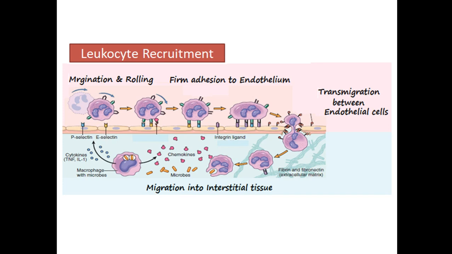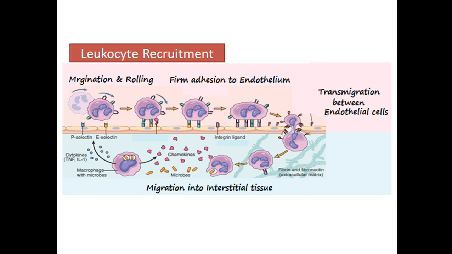After the margination and rolling, then firm attachment of the leukocyte to the endothelial wall becomes important, and this is achieved by the molecules known as the integrins. And integrins are like a strong glue. Once leukocytes are activated by the integrins, they are firmly attached to the endothelial wall.